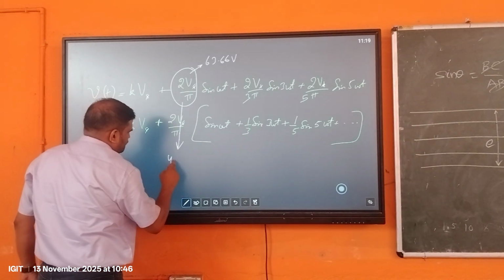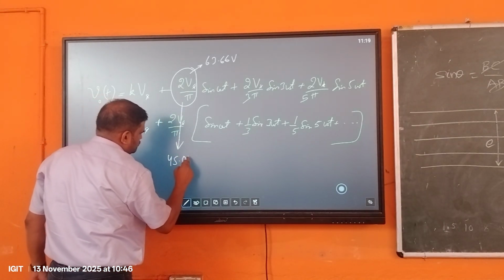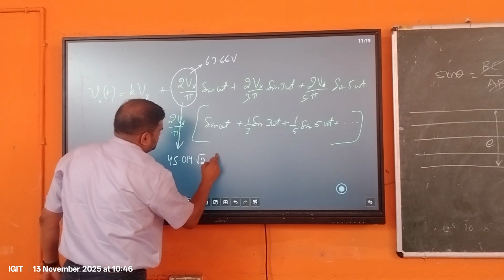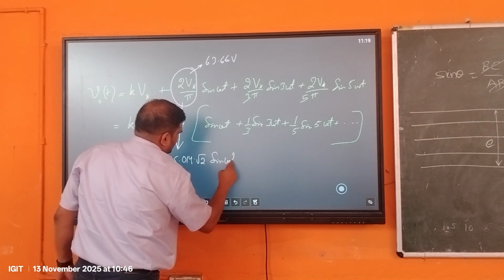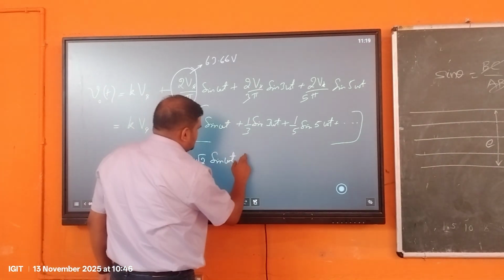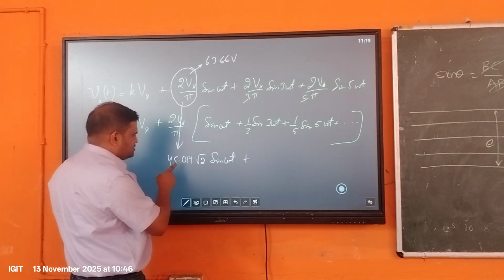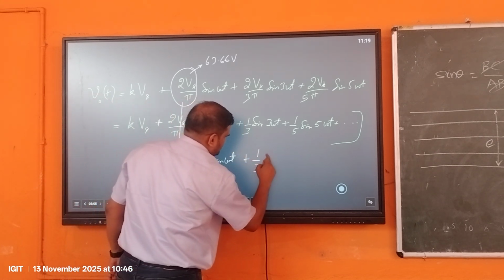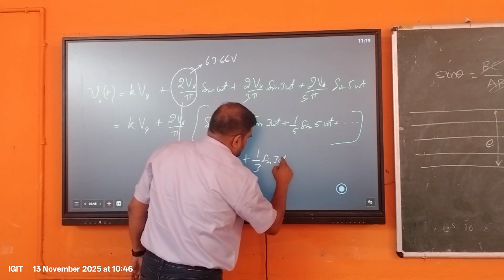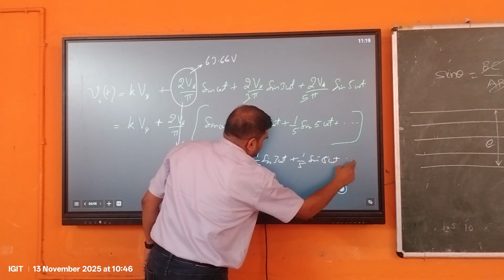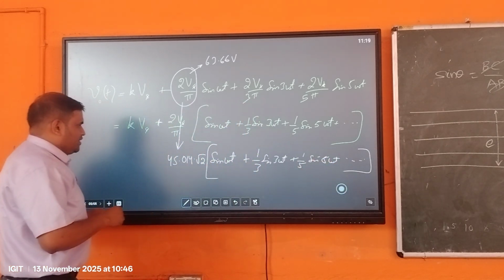Okay, we get 45.014. We can write simply into root 2 that much of sine omega t. We can also write like this, same thing. This side will be same, but we can simply take it out and say 1 by 3 sine of 3 omega t, 1 by 5 sine of 5 omega t, and like that. We can proceed this way.